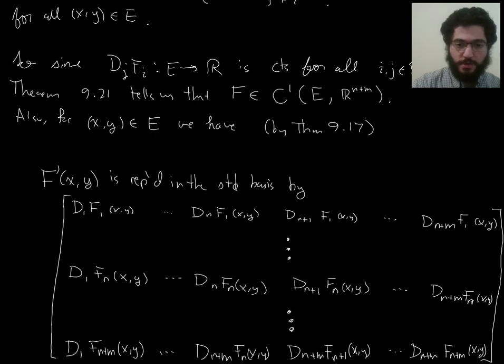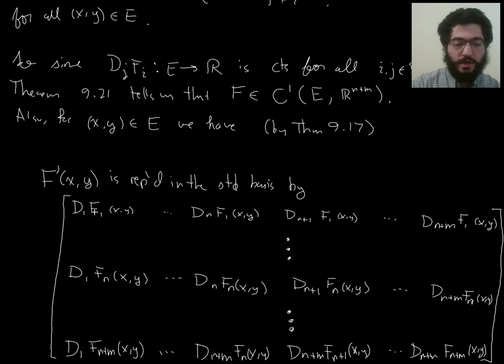And for each row, I've also split it into two portions. So in the first row, where you're looking at the partial derivatives of the first component of f, you've got partial derivatives with respect to the first variable, and then all the way up to the nth variable. And then n plus first variable all the way up to n plus mth variable.